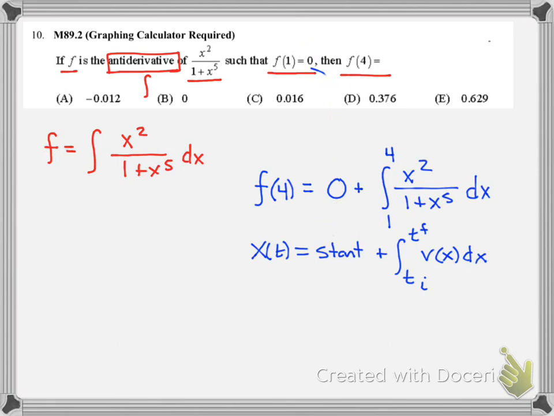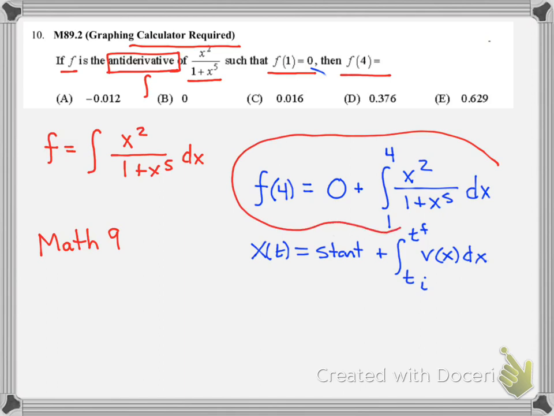So now as we continue with the problem, a calculator is allowed, so I'm going to go right to Math 9, and I'm going to punch in exactly what we see here. The calculator gives me this integral as 0.3756, which we would round to 0.0376.